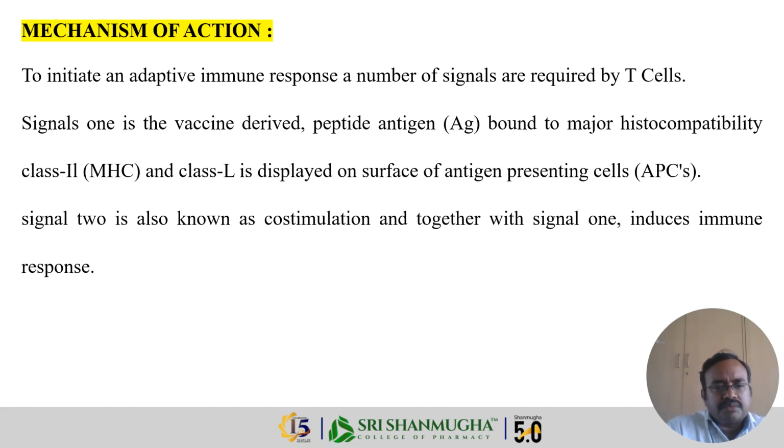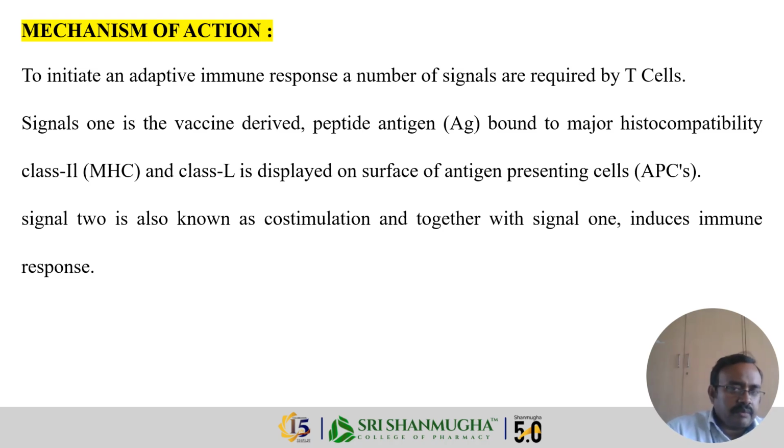So what are the mechanisms involved in vaccine drug delivery systems? To initiate the adaptive immune response, a number of signals are required by the T cells. Signal one is the vaccine-derived peptide antigen bound to major histocompatibility complex class 2, and class 1, displayed on the surface of antigen presenting cells. Signal 2, also known as co-stimulation, together with signal one induces the immune response.